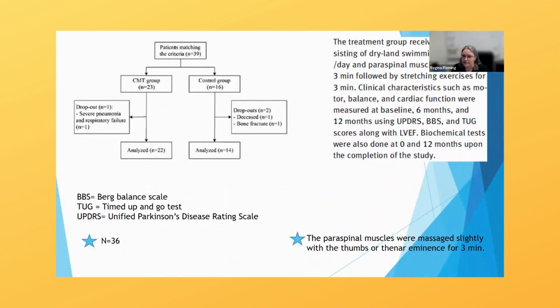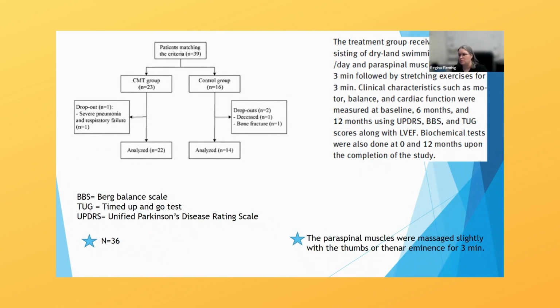They then only did about 3 minutes of what would equate to about soft tissue to the paraspinal muscles of the thoracic region. I have down here at the very bottom, you can see my arrow where this star is. This is pulled right from them of how they described it. They described it as the paraspinal muscles were massaged slightly with the thumbs or the thenar eminence for 3 minutes. This was actually done, it looks like from reading the study, by nurses. So this was not done by a manual therapist.